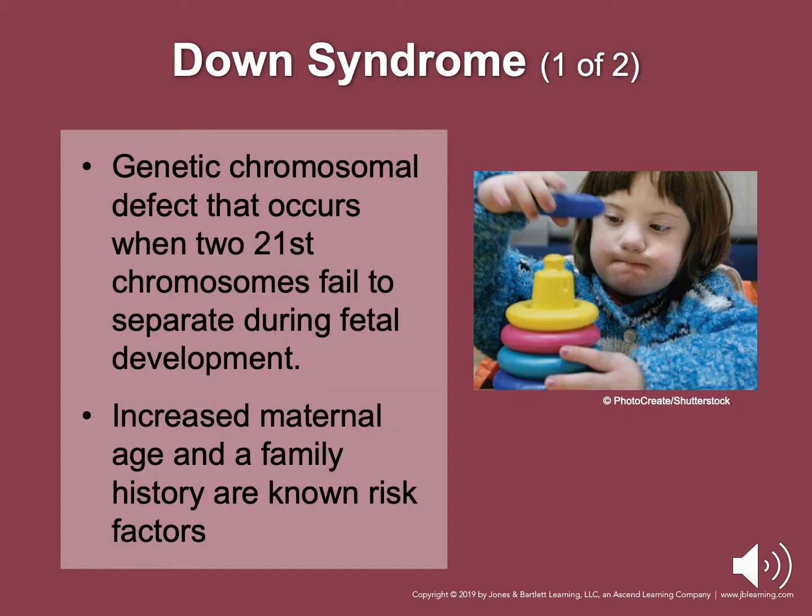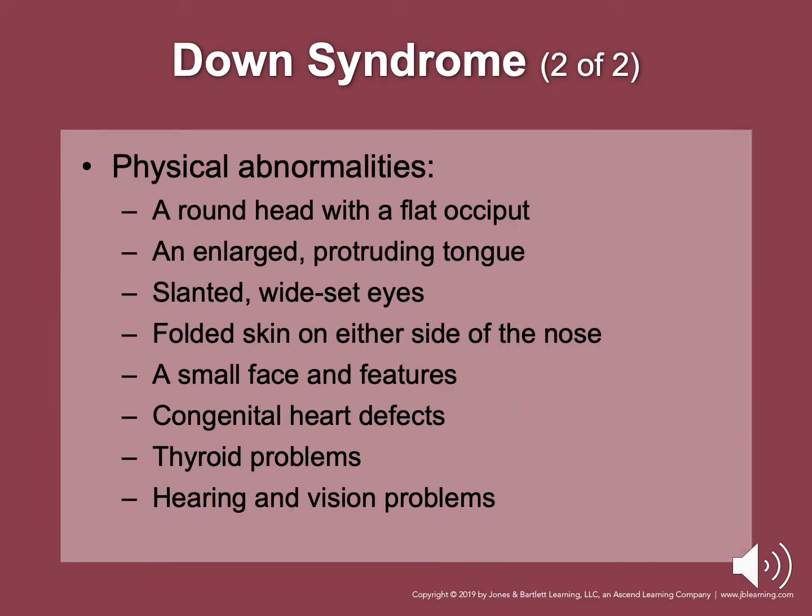Down syndrome is a genetic chromosomal defect that occurs when two 21st chromosomes fail to separate during fetal development. Increased maternal age and a family history are known risk factors of Down syndrome. Some physical abnormalities are a round head with a flat occipital, an enlarged protruding tongue, slanted wide-set eyes, folded skin on either side of the nose, a small face and features, congenital heart defects, thyroid problems, hearing and vision problems.